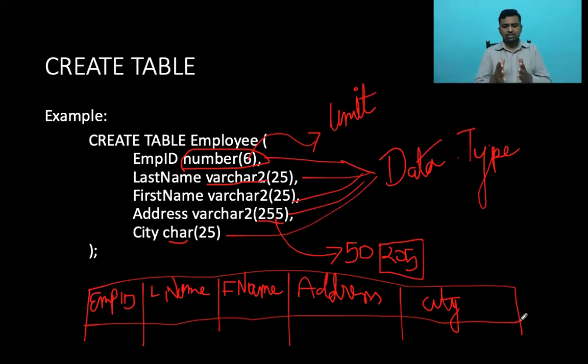Employee ID, last name, address, and city. Everything will be allocated, but nothing will be getting stored inside it, because it's just a table structure. Nothing is getting stored, right? Unless and until I go and store, nothing will be there inside. Now, what I did, I've created a structure. That's it, right? Nothing more than that I'm doing there. Okay. This is how I create a table.